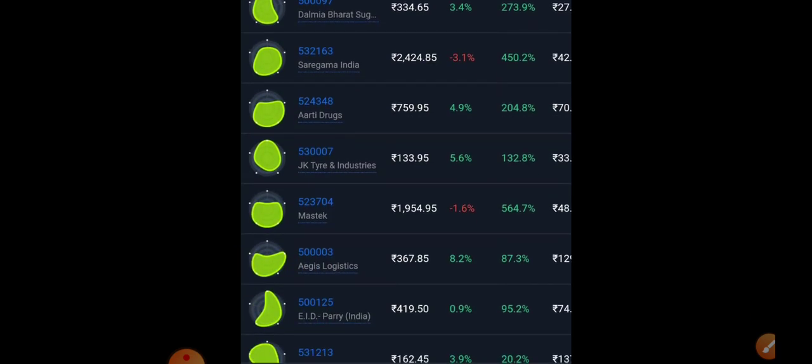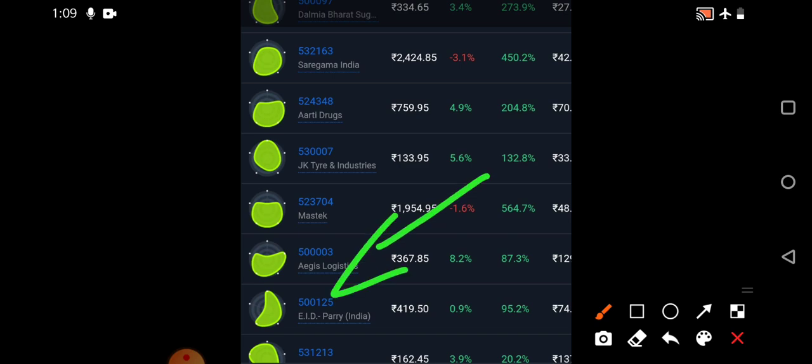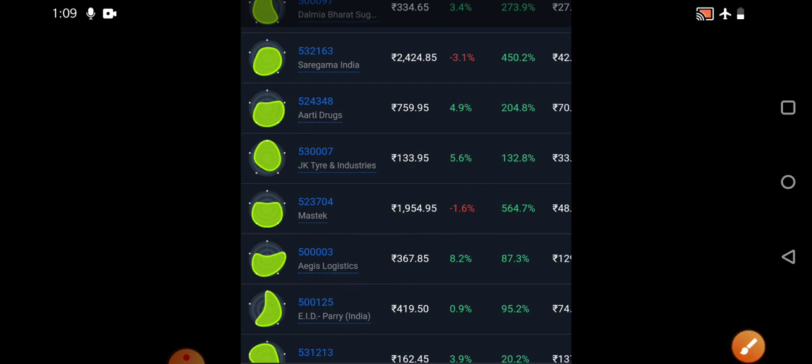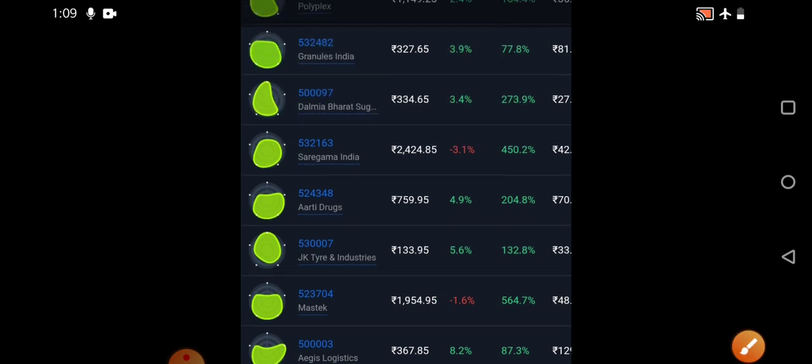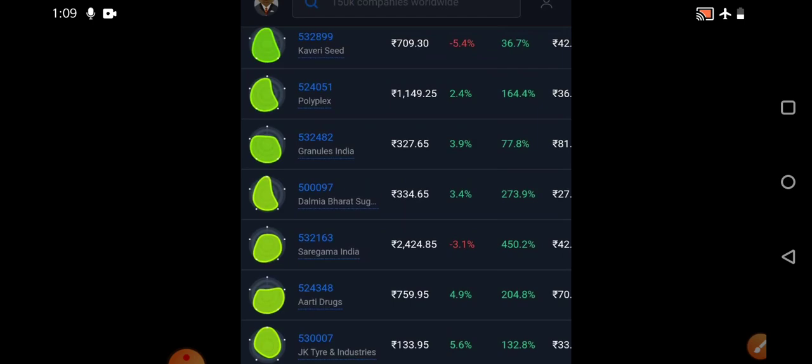So now randomly I'm going to select any stock and we'll start our analysis and see how the stock may perform. So here you can see I'm selecting EID Parry. All the stocks which are listed in it are already performing very well. You can see the top 3 stocks like Polyplex, Kaveri Seeds, Granules India. You can see 1 year return almost 273%. One stock has given 450% return, Saregama India. After that, Aarti Drugs 204.8% returns. JK Tyre has given 132%. So all the stocks which are listed are performing very well.